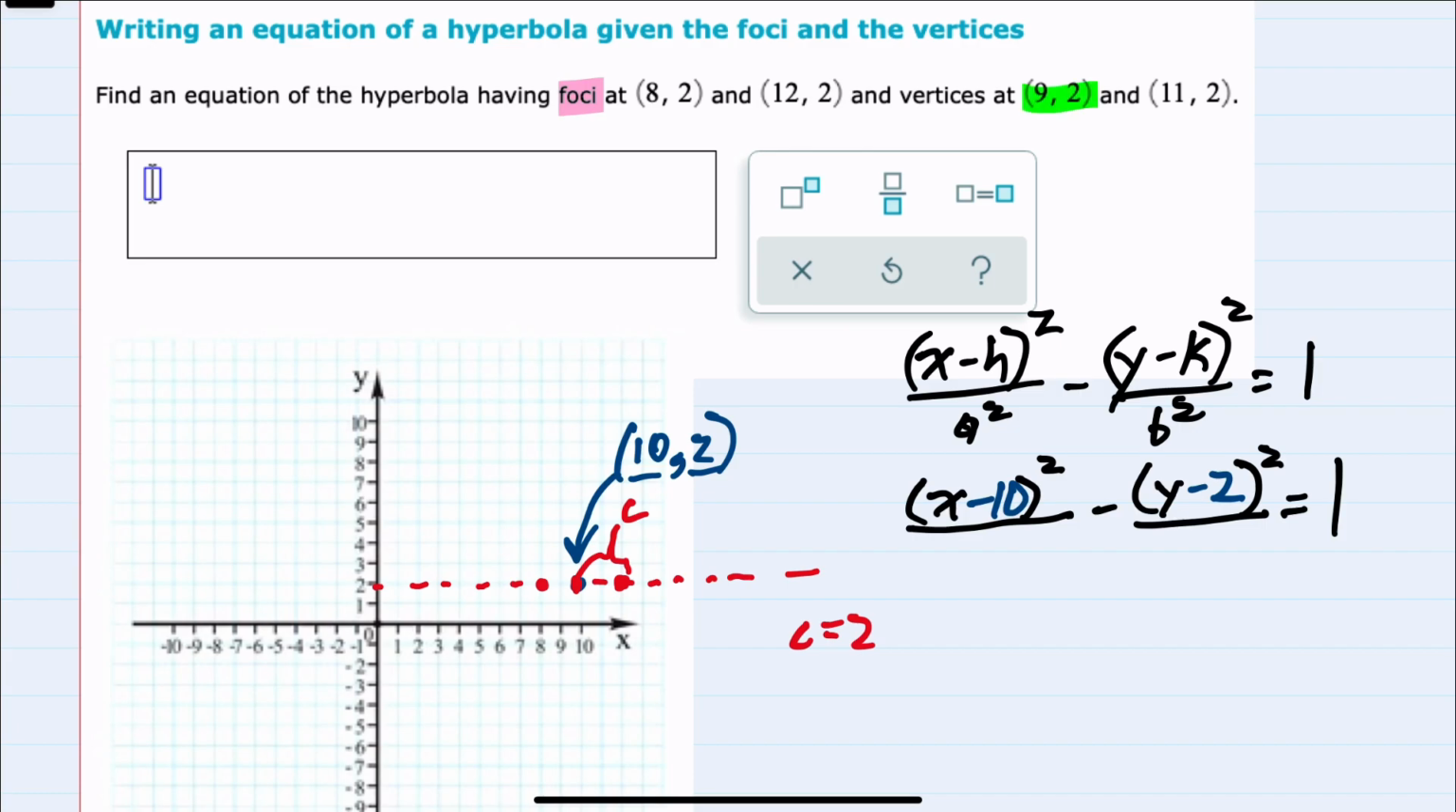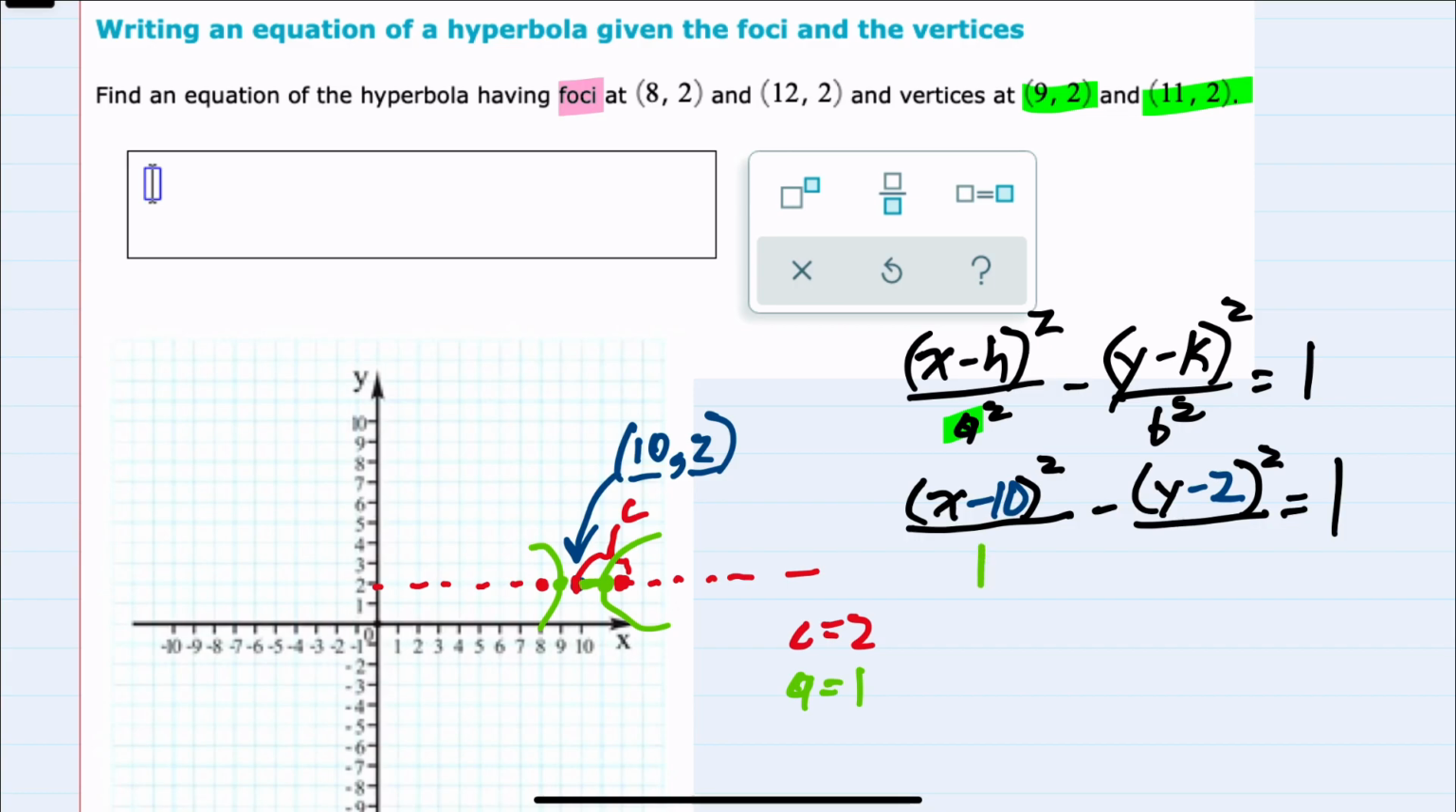to the vertices of (9, 2) and (11, 2). The vertices are where the hyperbola goes through, and the distance from the center to that point going horizontally would be the variable under the x. So here that distance is 1. That means that a is 1, so a squared is 1 squared, or 1.